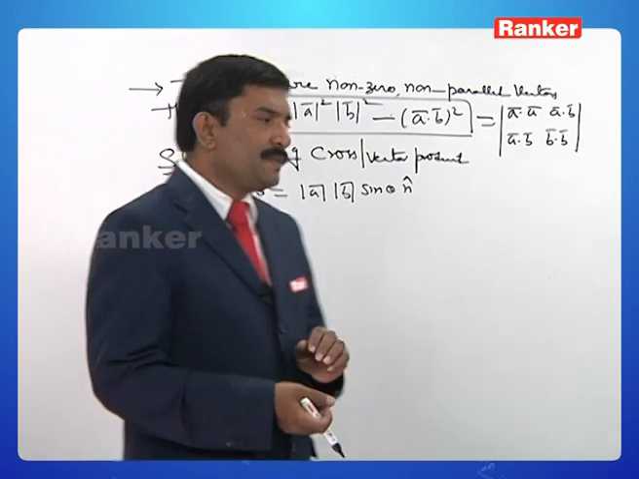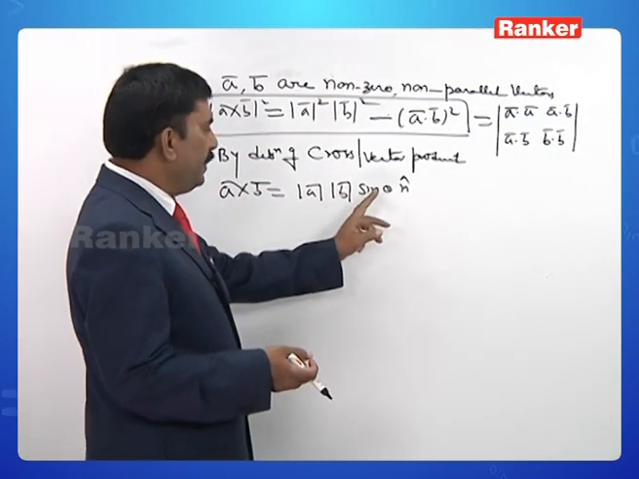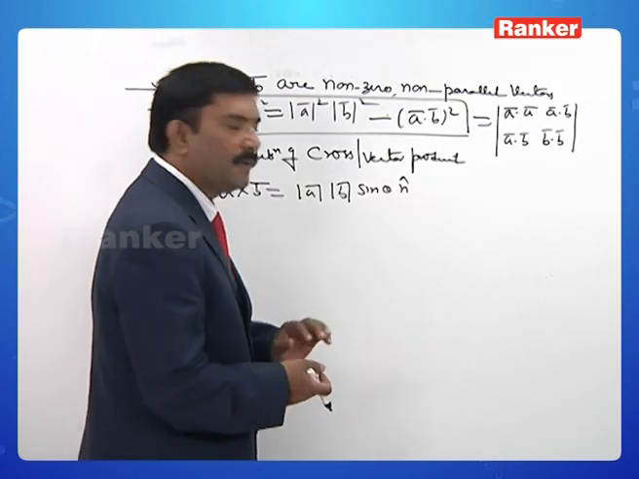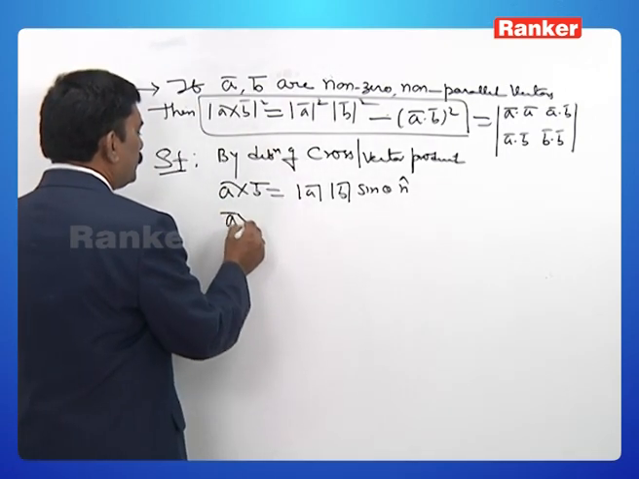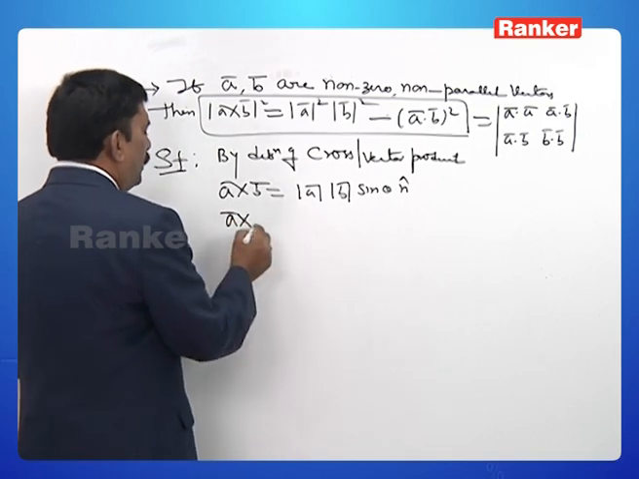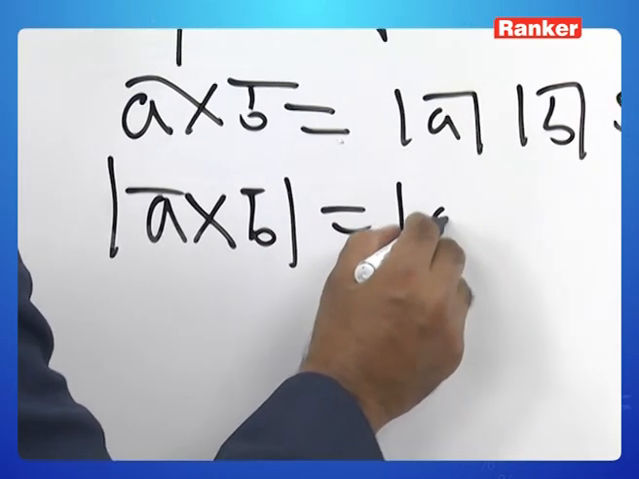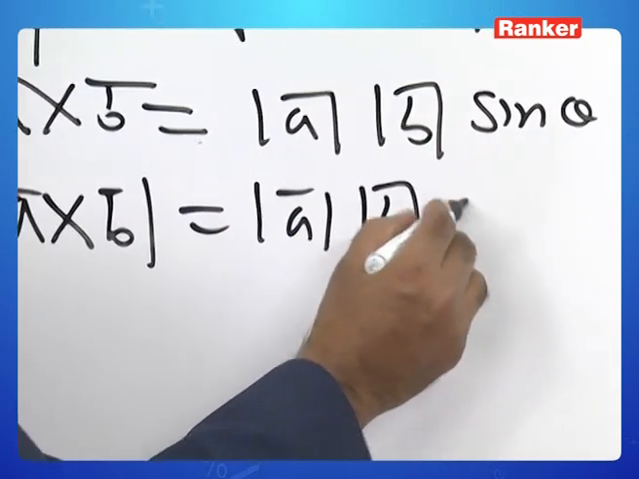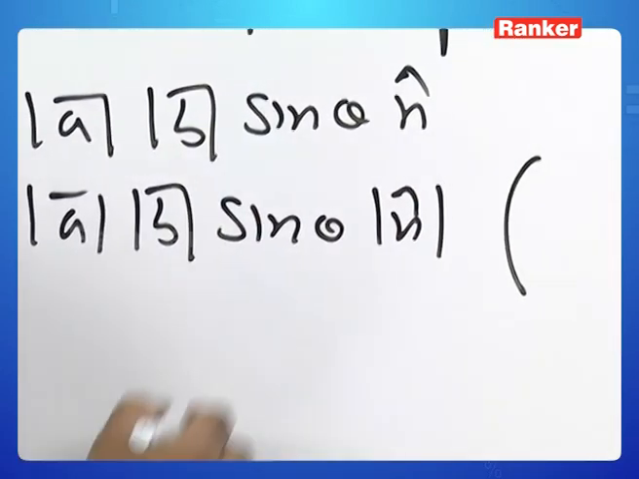Followed? So therefore, A bar cross B bar is equal to mod A mod B sin theta into n cap. Now squaring on both sides. Or else, you can take the modulus. It makes no difference. Why? We know it already in the dot product.